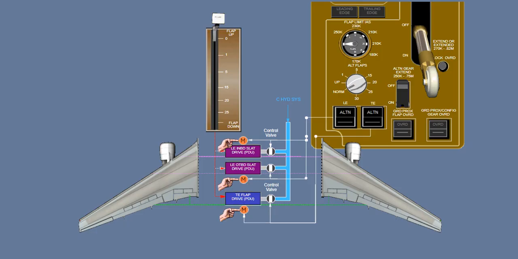If the center hydraulic system pressure is not available, then an alternate system using electrical motors can operate the power drive units. The alternate system is described later.